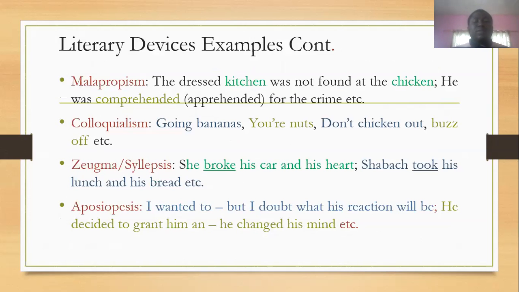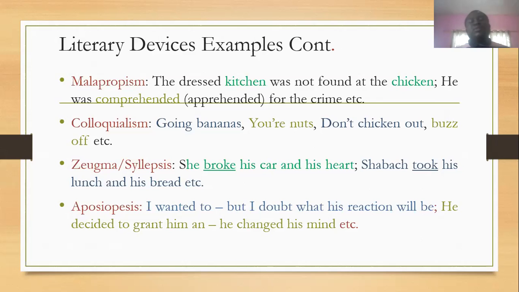All right, so we have malapropism. So we have "the dress kitchen was not found at the chicken." What we are actually trying to say is that the chicken is missing in the kitchen, but because of how similar the sounds are, we tend to swap them. We have "He was comprehended for the crime," when actually the person wants to say apprehended, which is a synonym of arrested. So yes, and then we have colloquialism.